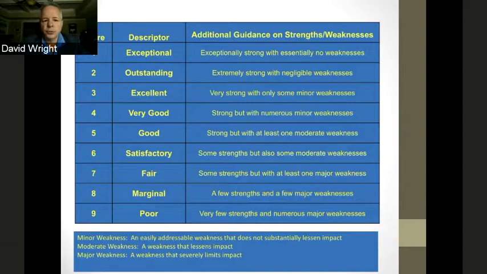Once you get to the 4, 5, and 6, it's not fundable. So you can have a really good grant, very good, but you're not fundable if you have numerous minor weaknesses. If you have one single moderate weakness, you're already up into the 5s. That's why it's so important to be very careful with your grant writing, because this is literally what the review committees are being held to.